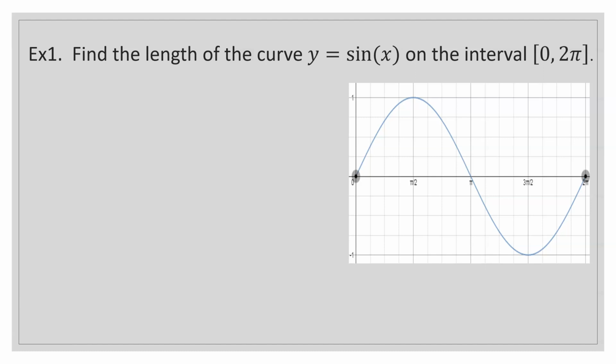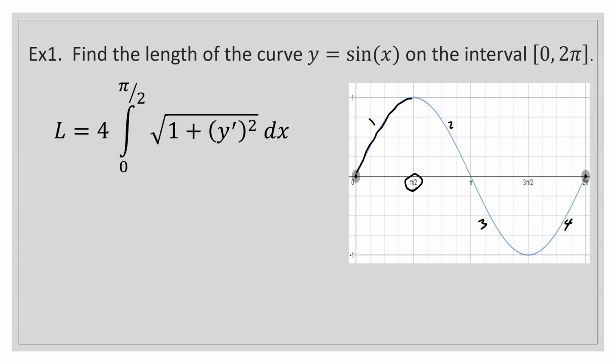When we look at this curve here, sine of x from 0 to 2 pi, as you can see there's symmetry. If we just go from 0 to pi over 2, there are 1, 2, 3, 4 pieces that are the same. So the length is going to be 4 times the integral from 0 to pi over 2 of the square root of 1 plus the derivative squared dx. That's the equation for finding the length, right?